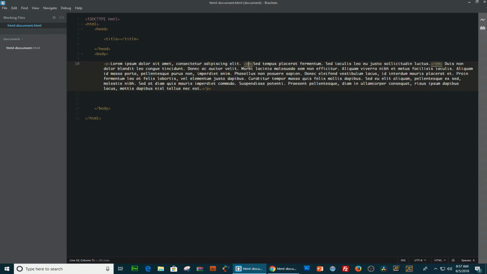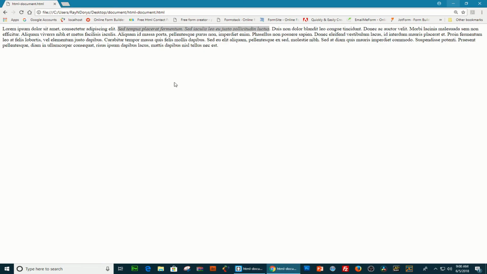Next, we have the I element. The I element stands for italic and defines an italic text. The I element is not a semantic element. Okay, so I'm going to start it right here and just add the I tag, the I letter there. And I'm going to close it right here. Okay, now save it and refresh.